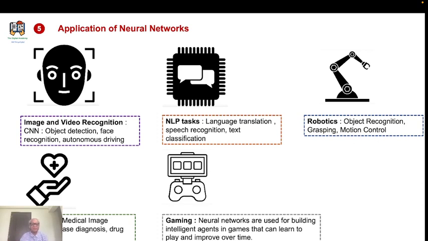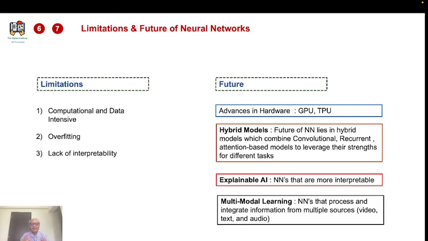In gaming, neural networks are used to build intelligent agents in games that can learn and improve over time. As neural networks are getting scaled, we will see multiple applications in business and commerce. In a subsequent video, I'm going to talk about industry specific applications of neural networks. Wait for that. And now I'm going to touch upon the limitations and the future of neural networks.